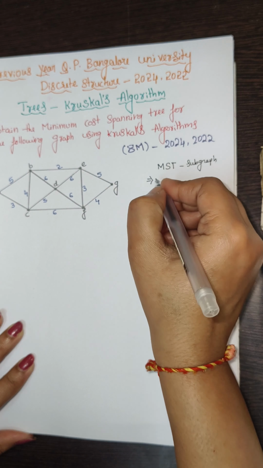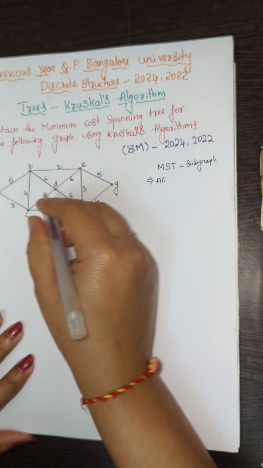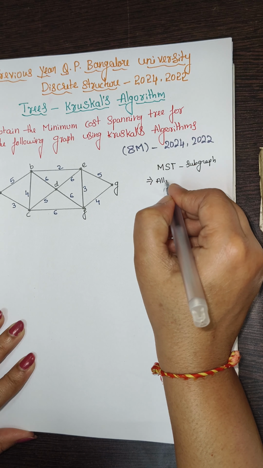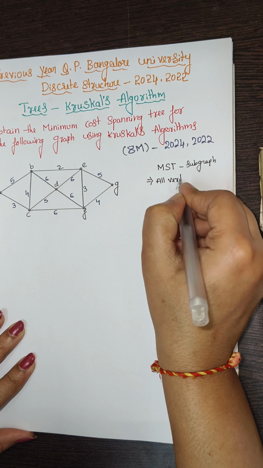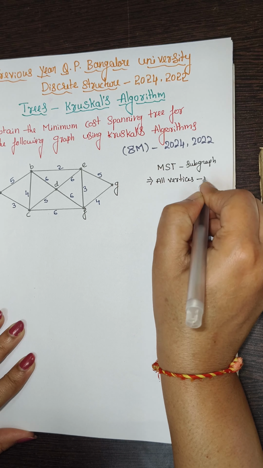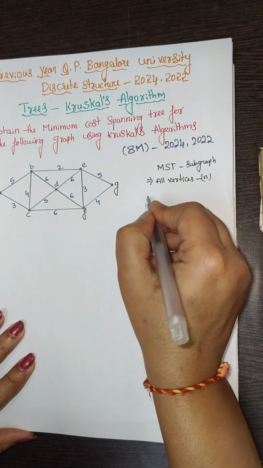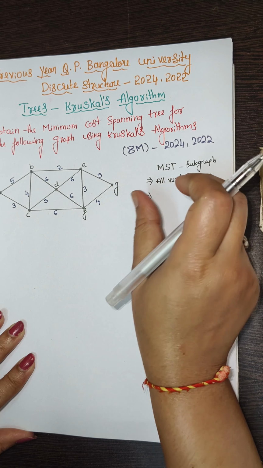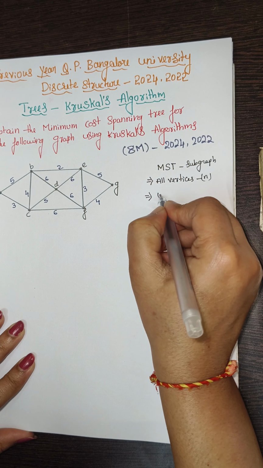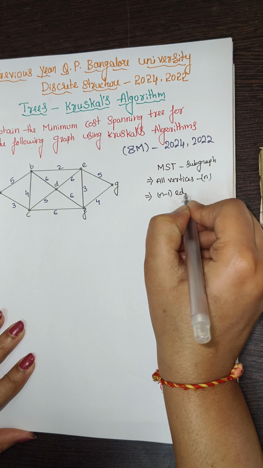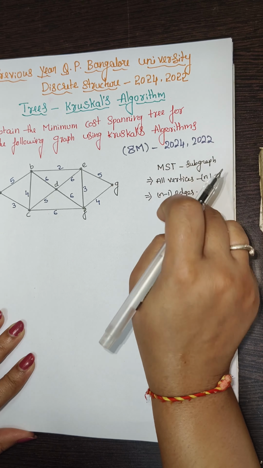It contains all the n vertices. If the graph has 7 vertices, it includes all the vertices. Suppose it has n vertices, it contains all n vertices. And what edges will come here? N minus 1 edges. You remember this, it is very important.